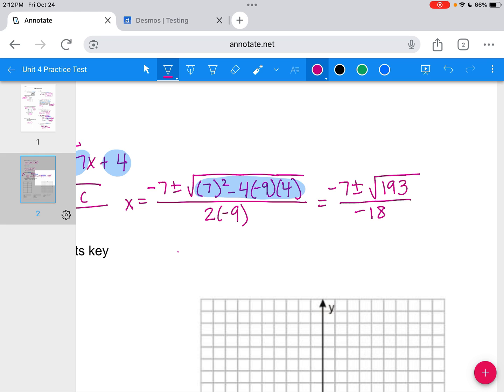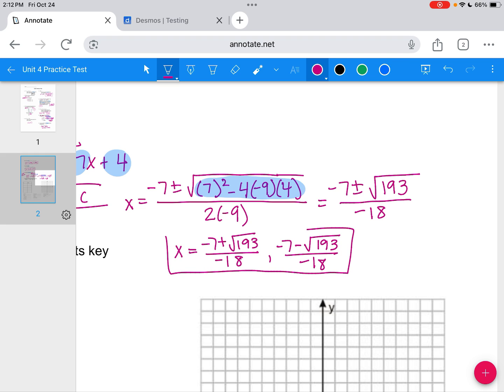Now remember, this is really two answers. So our two answers are negative 7 plus root 193 over negative 18 and negative 7 minus root 193 all over negative 18. And we are down to our last problem.